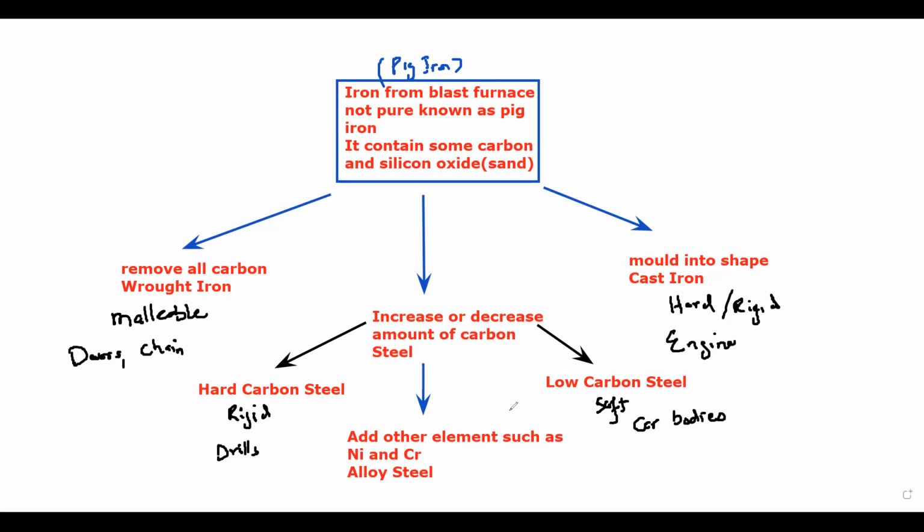And if we add other elements such as nickel and chromium, we remove carbon here. Basically, first we remove carbon and we add other elements such as nickel and chromium, so it becomes alloy steel. Stainless steel is one example. What is the benefit of alloy steel? They cannot rust, or it resists corrosion.